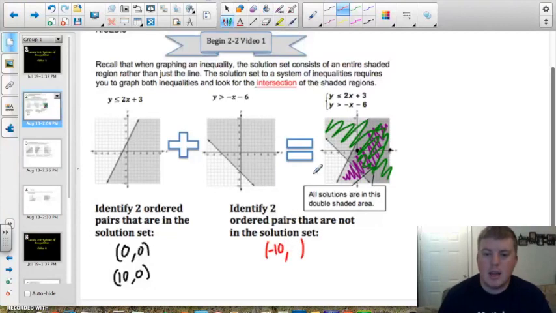Let's say (-10, 0), that's in a region that's not shaded at all. But we also can pick something that's in the region that's shaded in just one color. So for example, (-4, 4) would work because that's in the green, but it's not in the green and the purple.